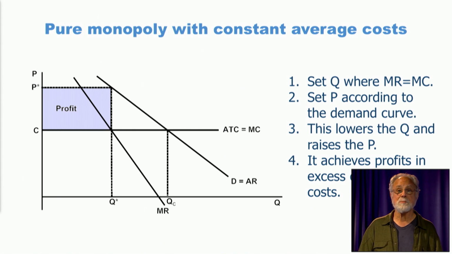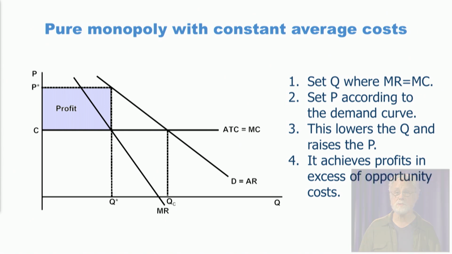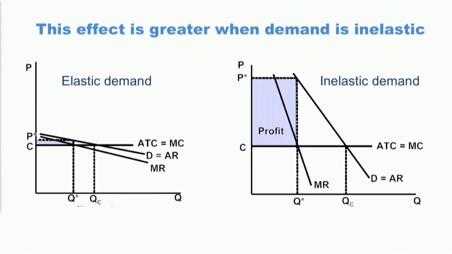That represents monopoly profit. It's monopoly profit that's available to the monopolist because, since they can control the market, they can simply reduce how much they produce and jack up the price. It's extremely important to notice that this monopoly effect depends entirely on the elasticity of demand.